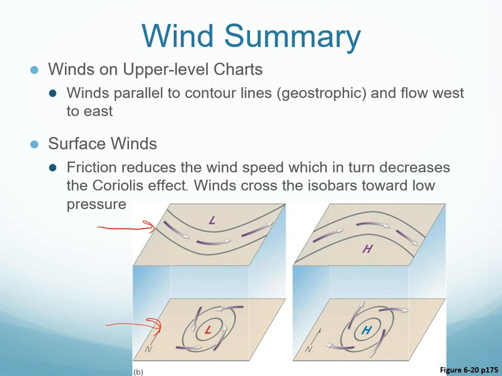Around a low pressure system, they will be at a 30-degree angle moving in towards the low pressure, so you're spiraling inward. But a high pressure system, it would be 30 degrees outward. You're basically spiraling outward from the high pressure system.